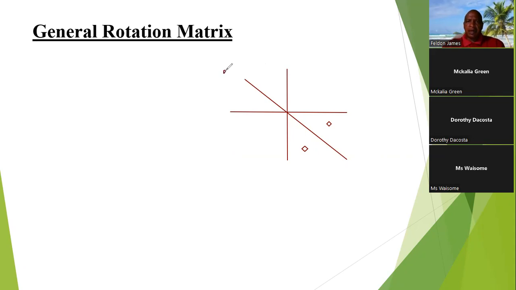So this is the line y equals minus x. When they say there's a reflection in the line y equals minus x, it means that this line is your mirror line. Is that clear so far with all of you? Yes, sir.